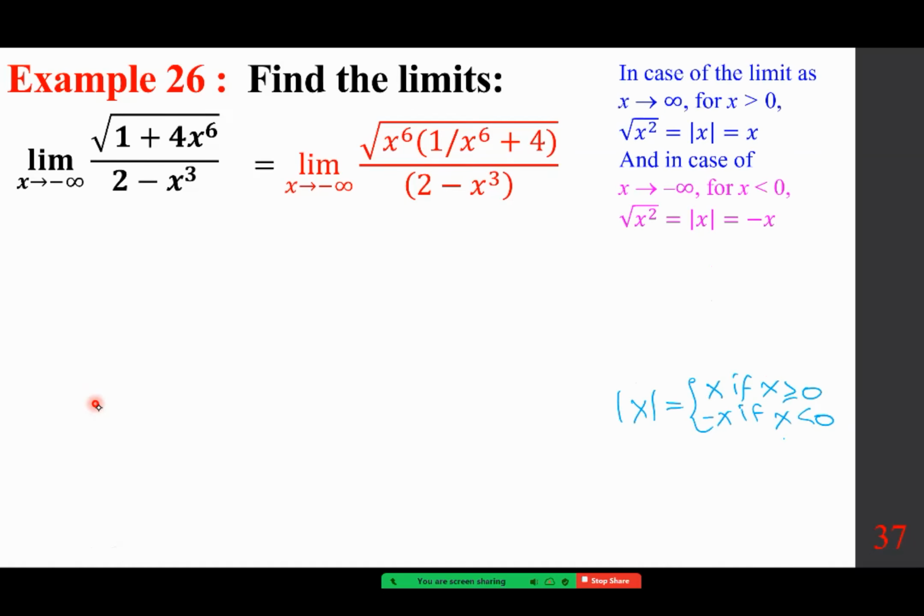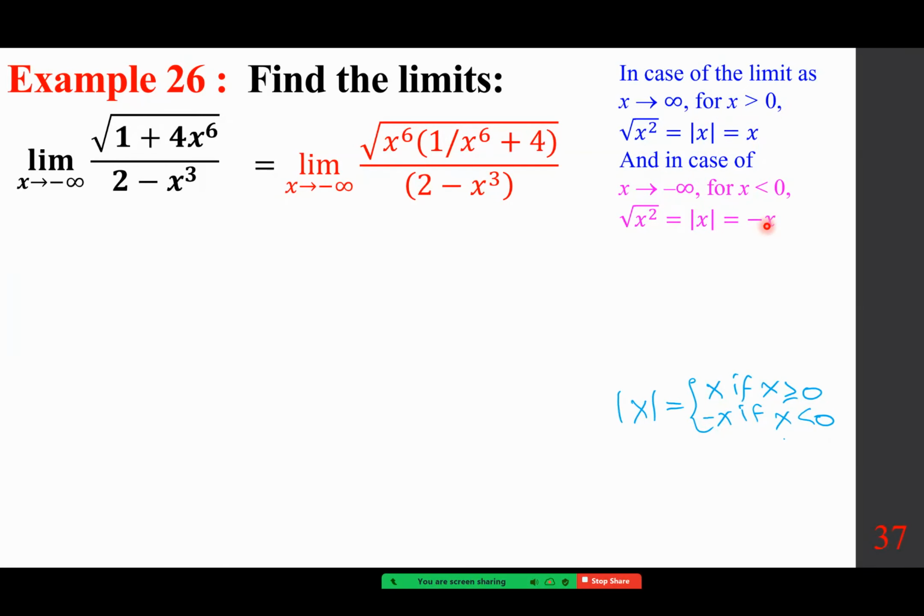Therefore, it gives rise to the following. In case of a limit as x approaches infinity, for x larger than 0, if you recall, the square root of x squared is absolute value of x. And then you decide what it becomes. In this case, when x is approaching positive infinity, it becomes x. But if it's approaching negative infinity, based on this it becomes minus x. That doesn't mean a negative value. It means the opposite of x. And that's important to understand. The opposite of x happens when x is negative. In essence, this tells you that this expression is positive. So that's how you make this positive.